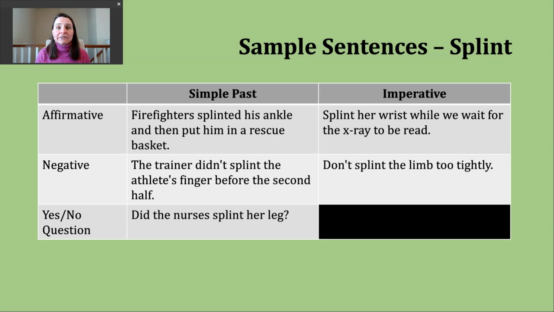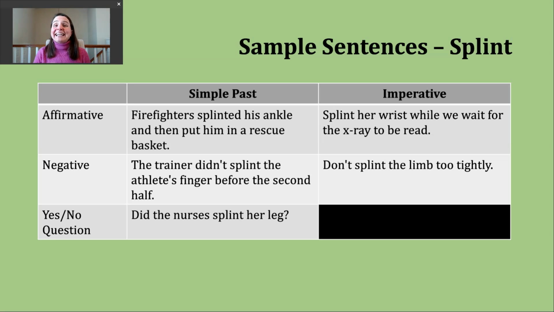So an example of this might be: firefighters splinted his ankle and then put him in a rescue basket. Okay, so here there's probably some concern that this man's ankle might have been broken, and they're describing that they braced it, right? They used something that looked like the picture we saw earlier to help secure that potentially broken ankle, and then they took him away.